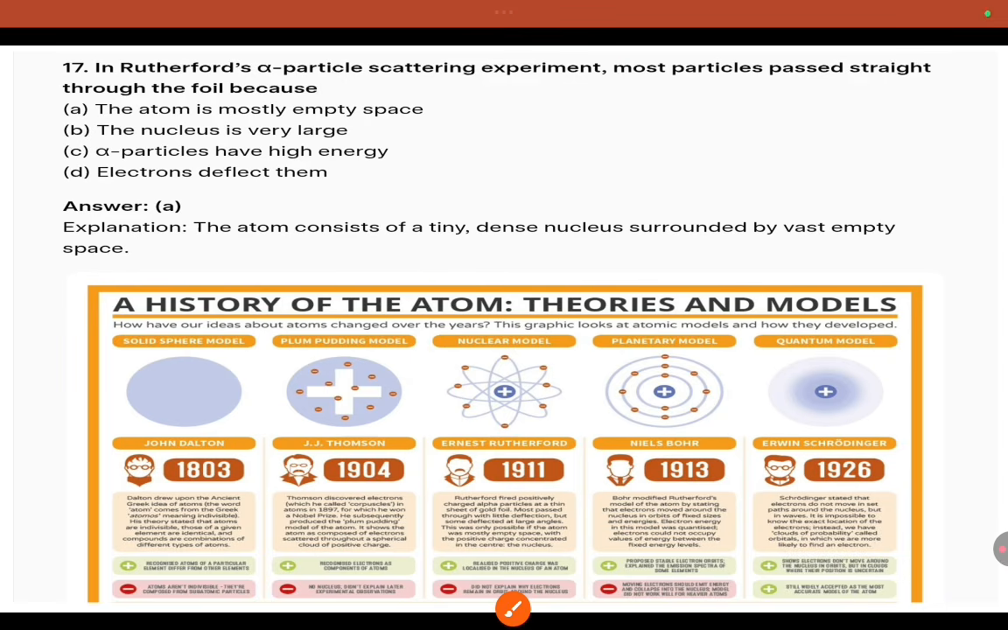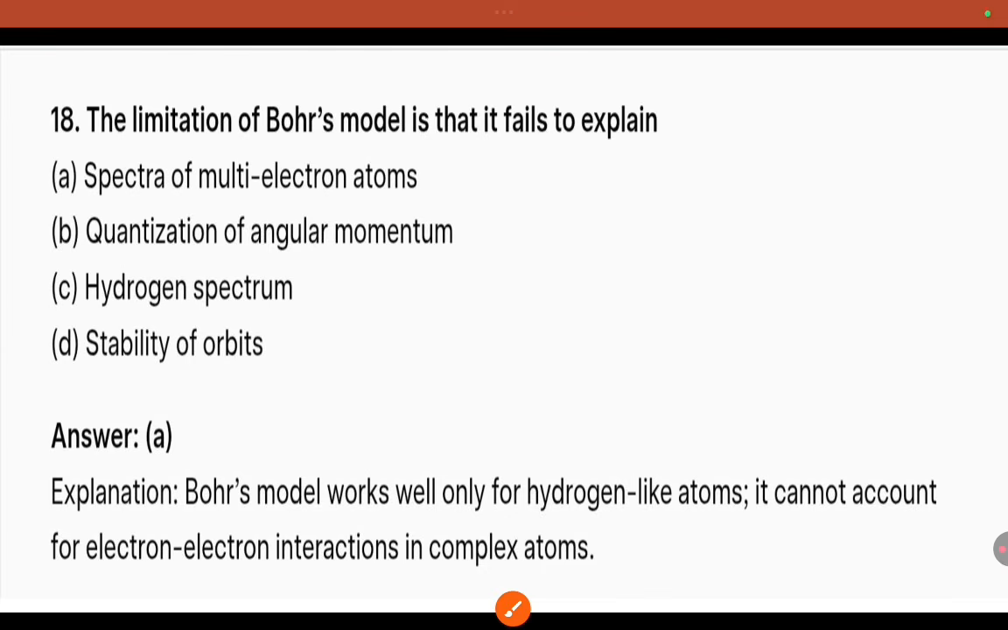In Rutherford's alpha particle scattering experiment, most alpha particles pass straight through the foil because the atom is mostly empty, and only a few bounce back. So your answer is A.